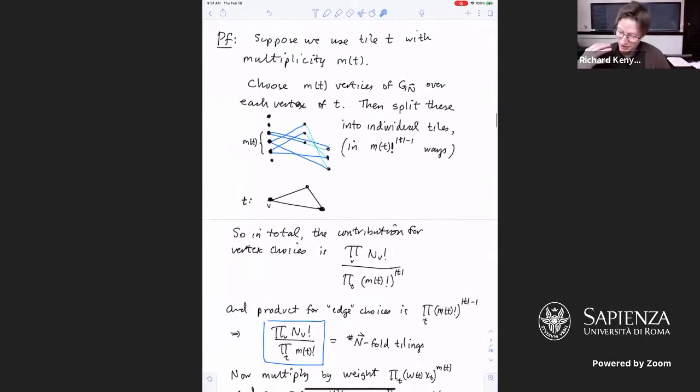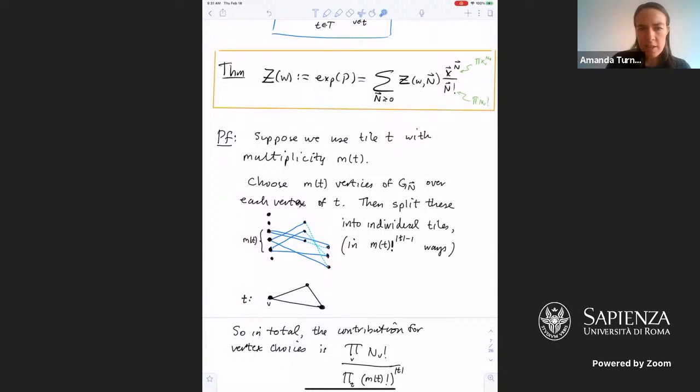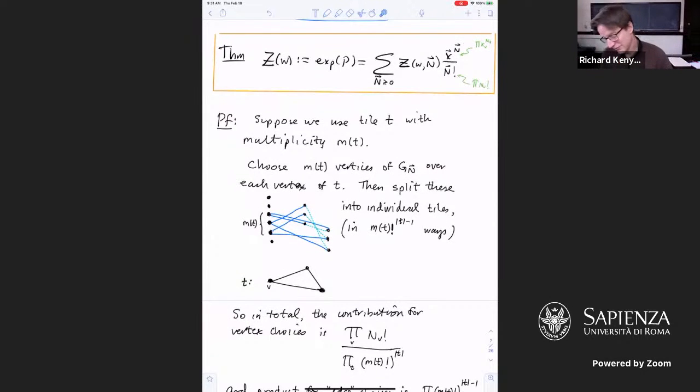That's fine. So there's just been a question in the chat asking if you could explain why the third vertex in the triangle is determined. Yes.